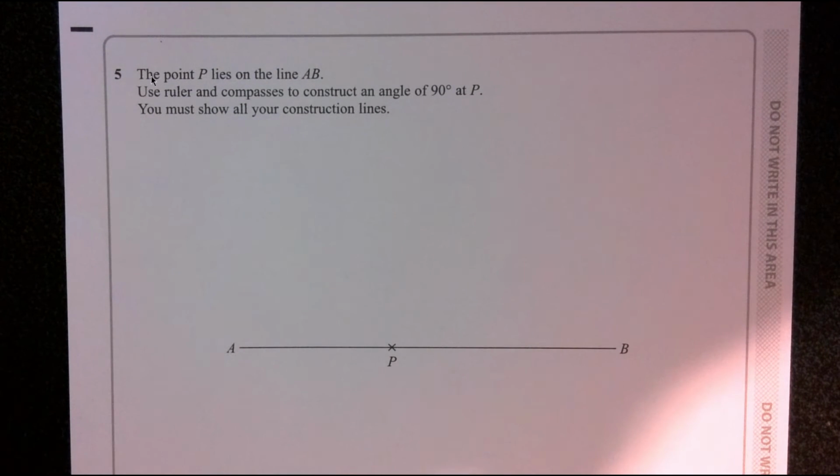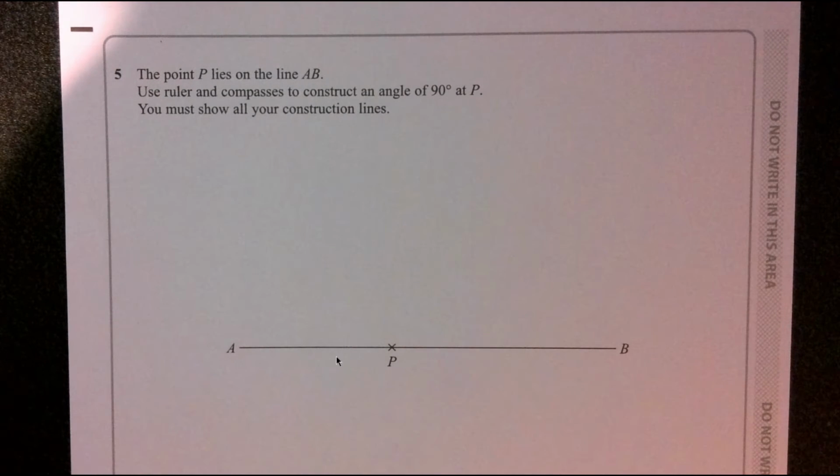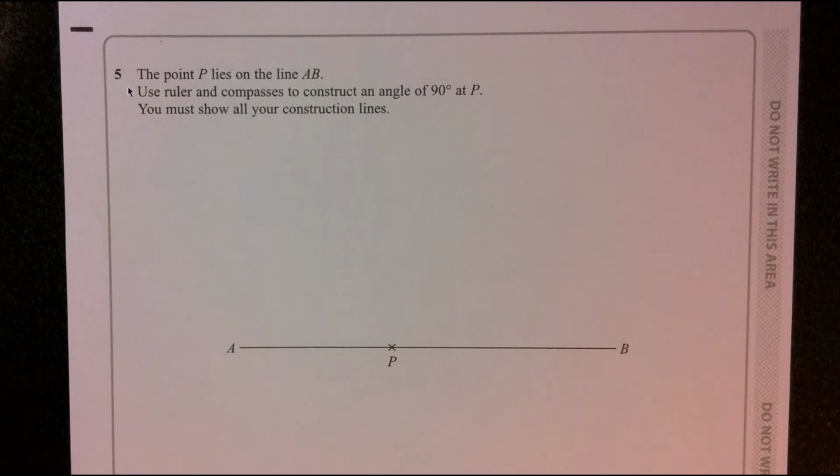Question number 5. The point P lies on the line AB. Here is the line AB. Use ruler and compass to construct an angle of 90 degrees at P. You must show all your construction lines.